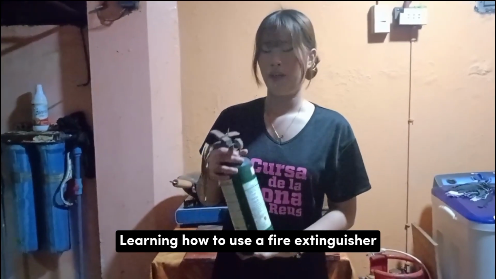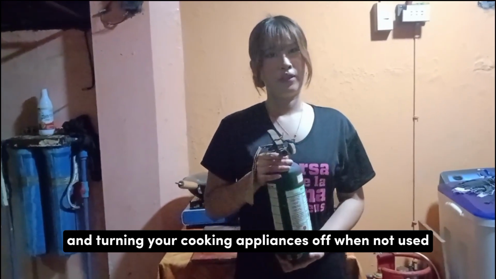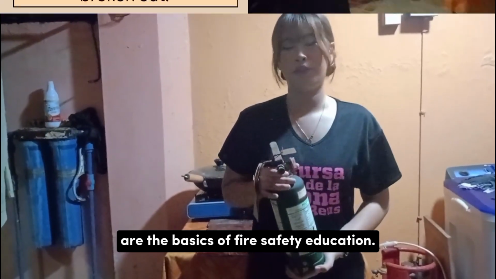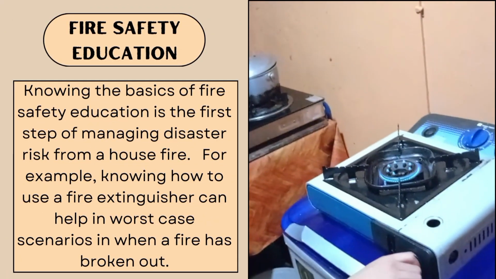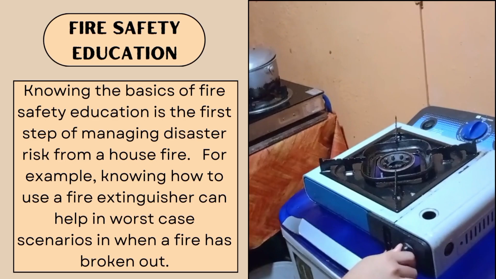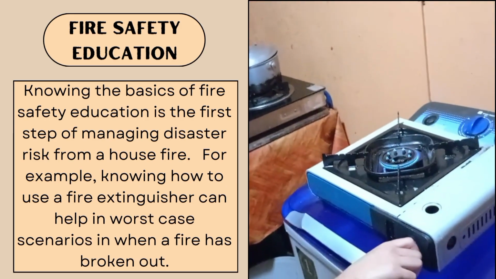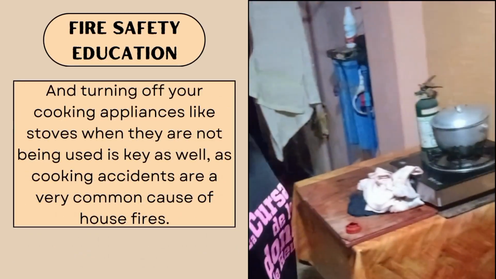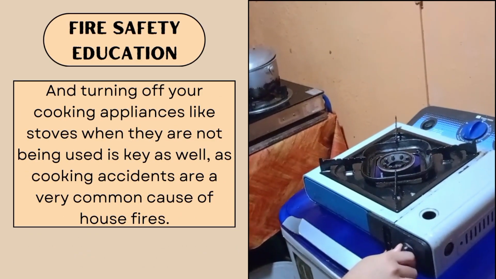Learning how to use a fire extinguisher and turning your cooking appliances off when not used are the basics of fire safety education. Knowing the basics of fire safety education is the first step of managing disaster risk from a house fire. For example, knowing how to use a fire extinguisher can help in worst case scenarios when a fire has broken out. And also, turning off your cooking appliances like stoves when they are not being used is key as well, as cooking accidents are a very common cause of house fires.